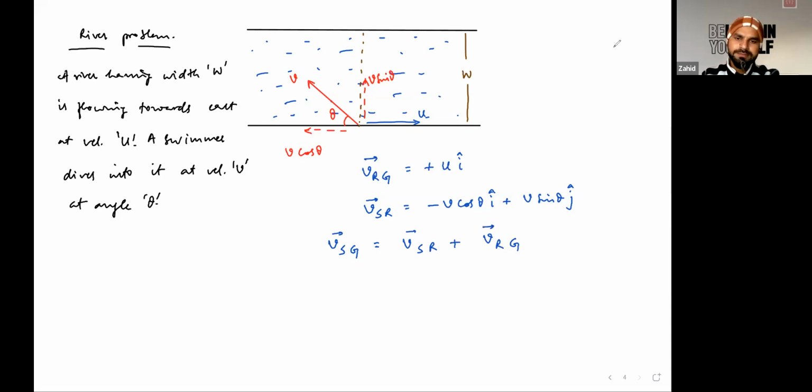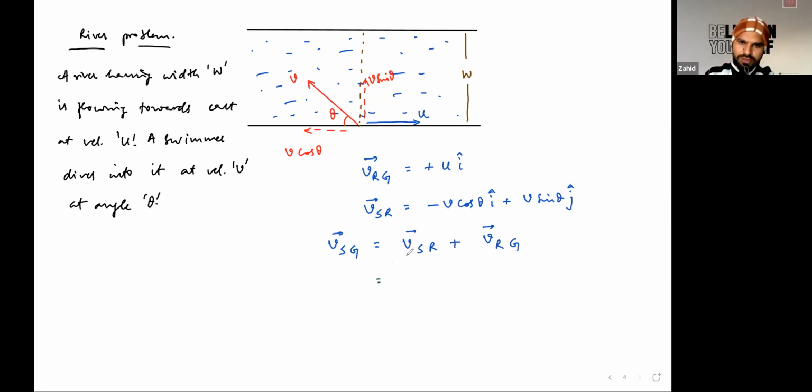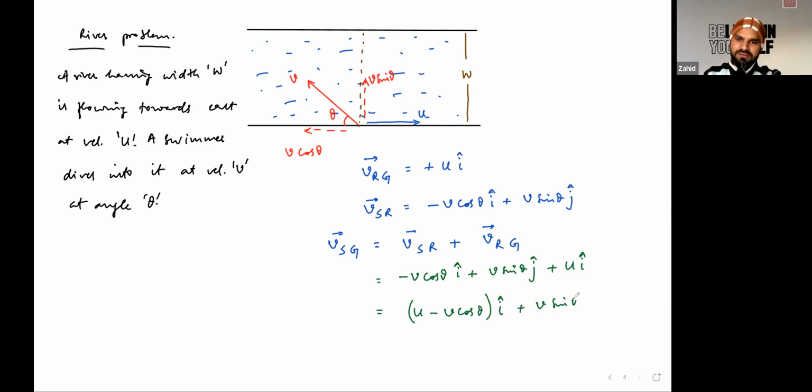Ifra, is it clear? Yes, sir. So now, if you put all the values, velocity of swimmer with respect to river is minus v cos theta along i cap and plus v sine theta along j cap, and velocity of river with respect to ground is just u i cap. On rearranging, it will be u minus v cos theta times i cap and plus v sine theta times j cap, like this. First, write it down.